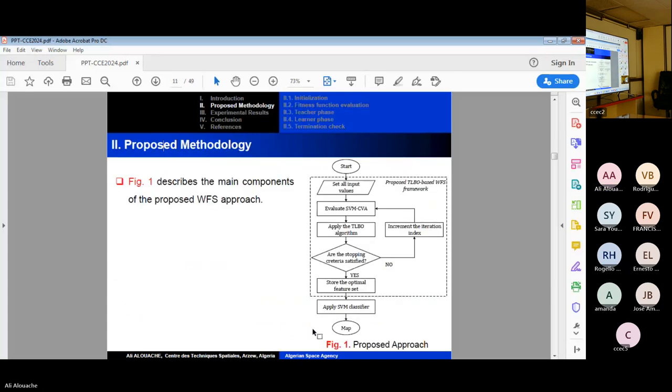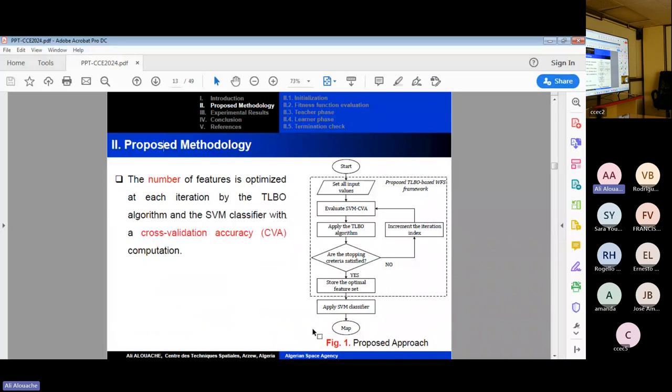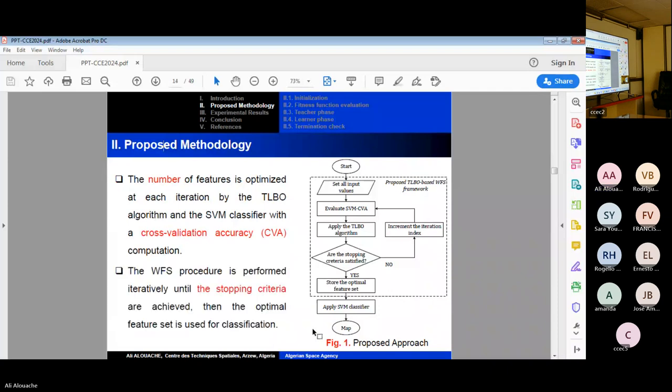Proposed methodology. Figure 1 describes the main components of the proposed wrapper feature selection approach. In wrapper feature selection, each band of the remote sensing image is converted into a raw feature set that is expressed as follows: Raw = {x1, x2, ..., xn}, where n is the number of spectral bands. The number of features is optimized at each iteration by the TLBO algorithm and the SVM classifier with a cross-validation accuracy computation. The wrapper feature selection procedure is performed iteratively until the stopping criteria are achieved, then the optimal feature set is used for the classification.